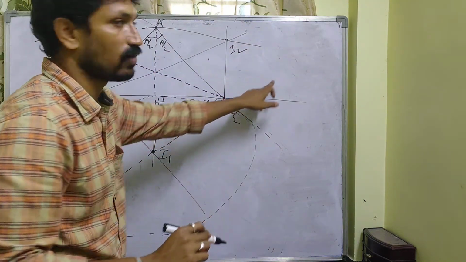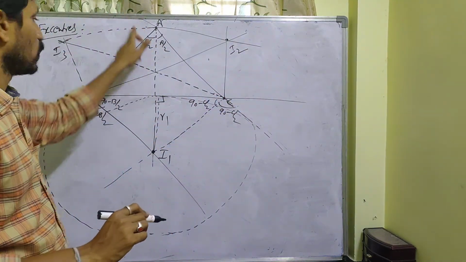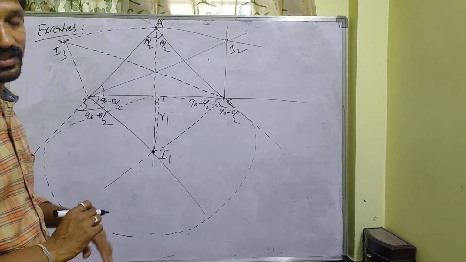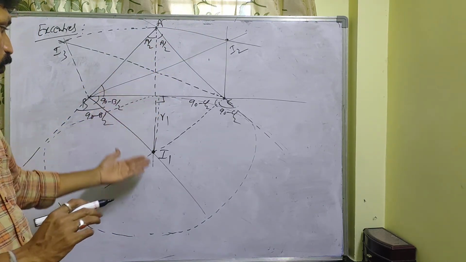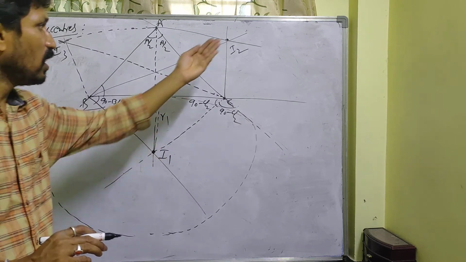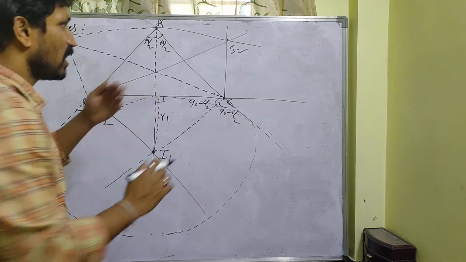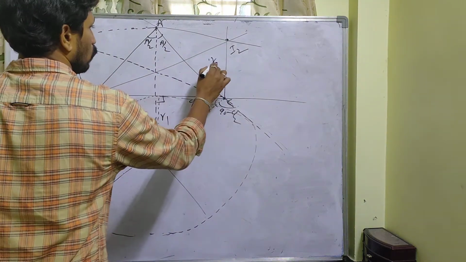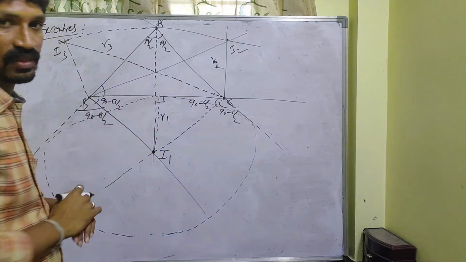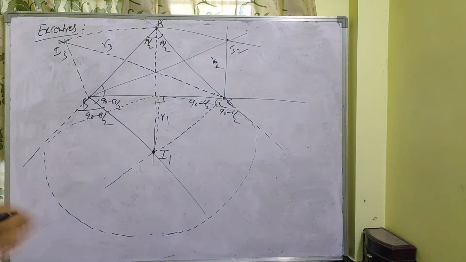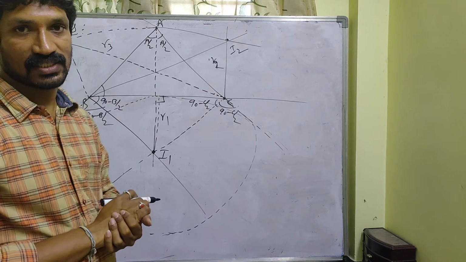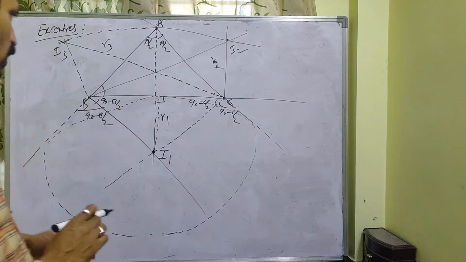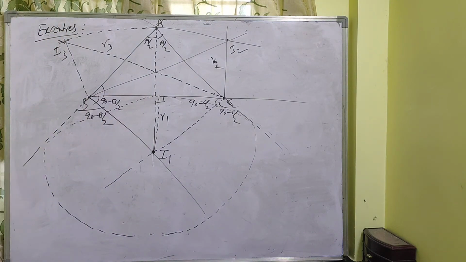Here also we can get one circle. Here also we can get one circle. These are the three excircles opposite to vertices A, B, C. So the excenters are denoted with I1, I2, I3. The exradii are denoted with R1, R2, R3. Okay, three exradii, three excenters. So based on this one, you see some applications.